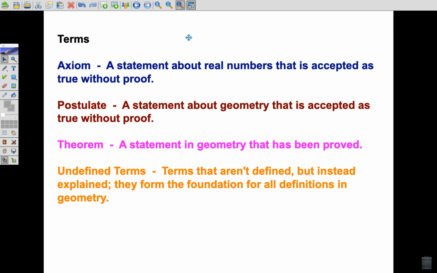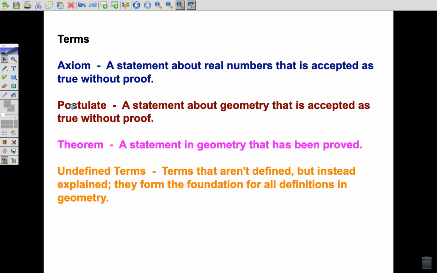Some terms we need to know are axioms. An axiom is a statement about real numbers that is accepted as true without any proof. A postulate is a statement about geometry that is accepted as true without proof. A theorem is a statement in geometry that has been proven. And undefined terms are terms that are not defined, but instead they are explained. They form a foundation for all our definitions in geometry.